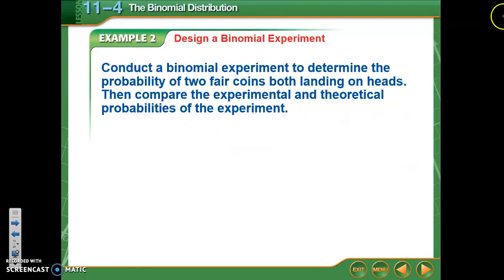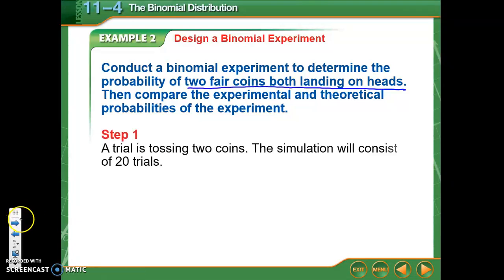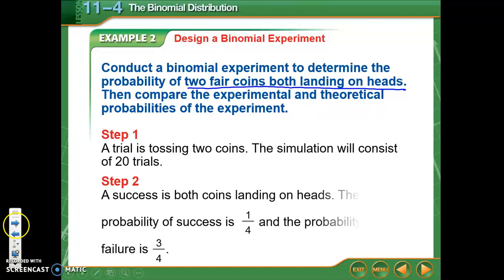So let's take a look at what this would look like. We're going to conduct a binomial experiment to determine the probability of two fair coins both landing on heads. Then I'm going to compare the experimental and the theoretical probability and see what I can learn from that. So step 1, remember, is describe a trial for the situation. One trial is I toss the two coins, and we're going to do 20 trials, let's say.